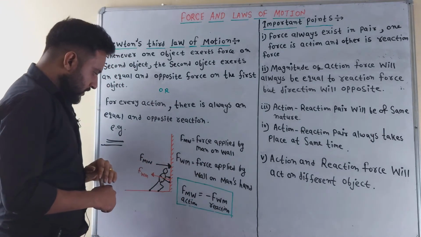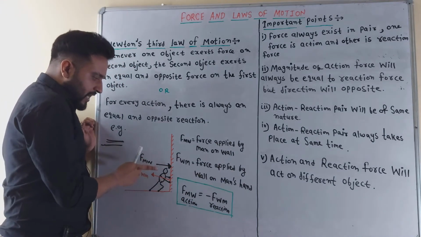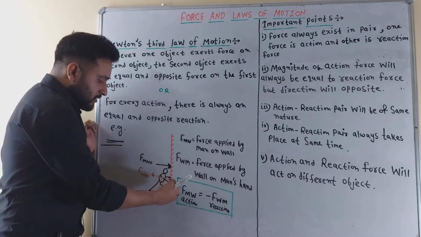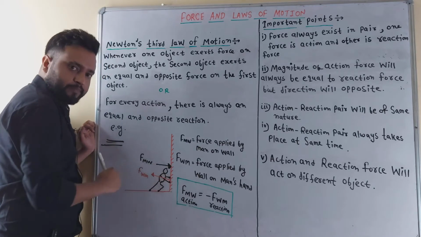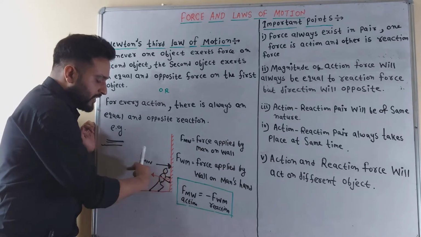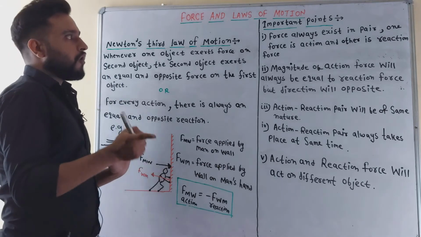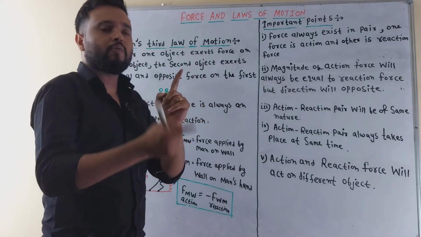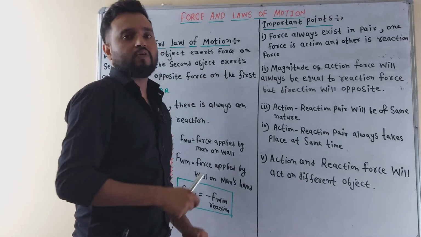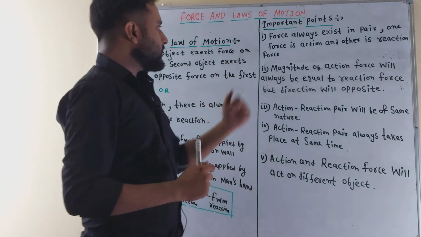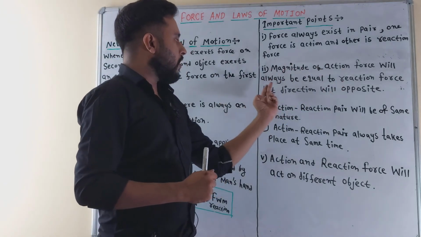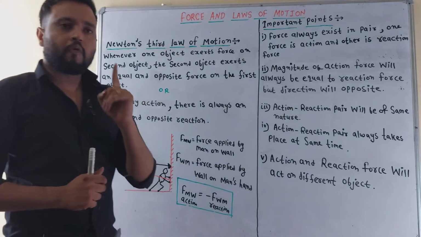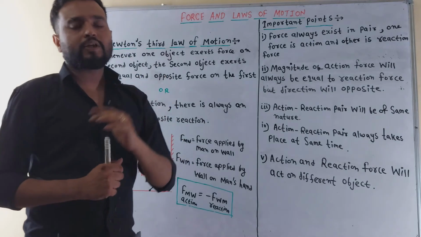As in this example, FMW is the action force which is applied by this man on this wall. Then the wall is applying FWM in a different direction. So forces will always exist in pairs. There will always be two forces. If there is a force, then there will definitely be a second force also present. The second point is, the magnitude of action force will always be equal to the reaction force, but the direction will be opposite.